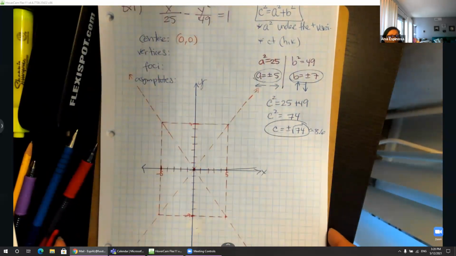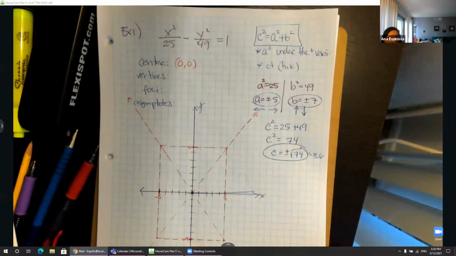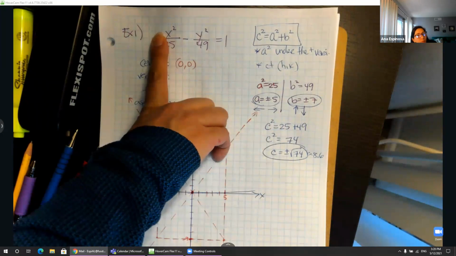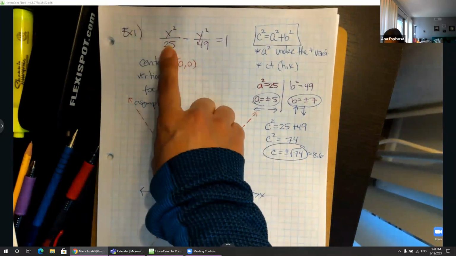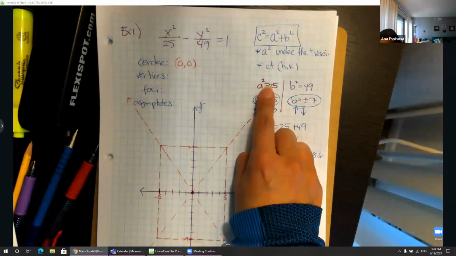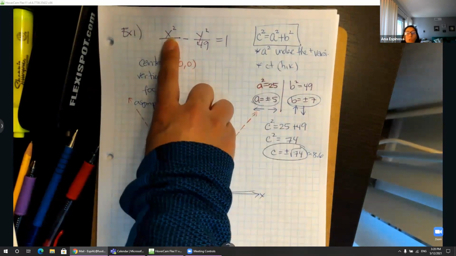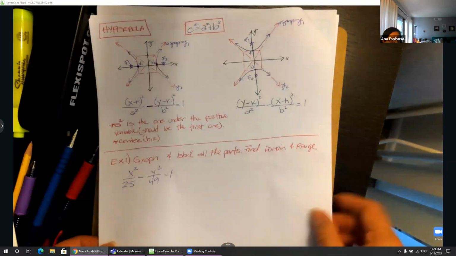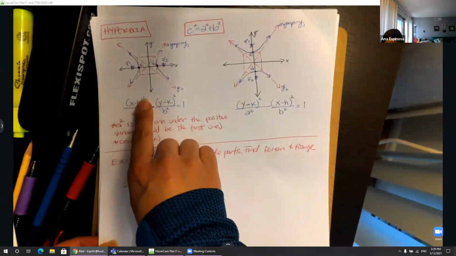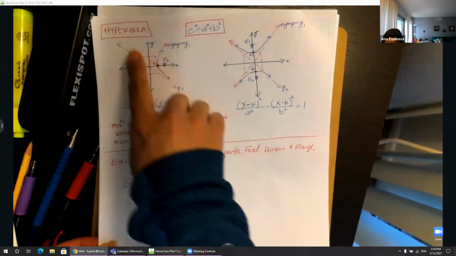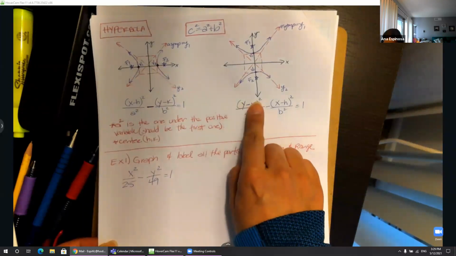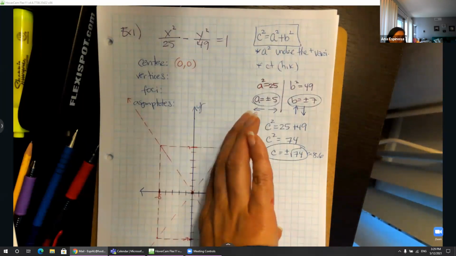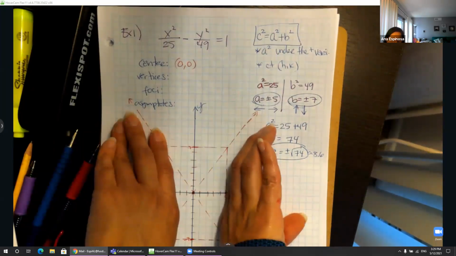What you have to do is look back at your equation. The first variable, the positive one, is the one that gives you basically all the information. So that gives you the a value, and it also tells you which way it is. If you look at this picture, notice that x squared is first, so they're going to be on the x. When y is first, they're going to be on the y. Okay, so these are going to go sideways. So it's going to be really wide.